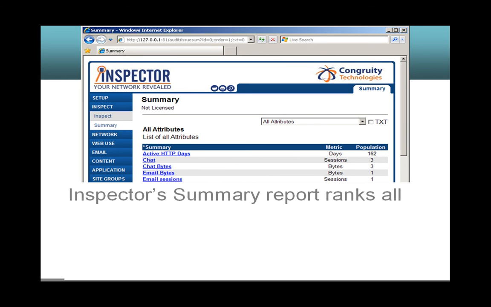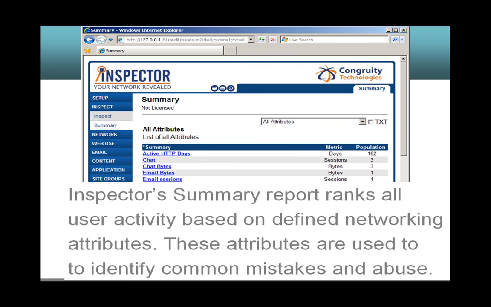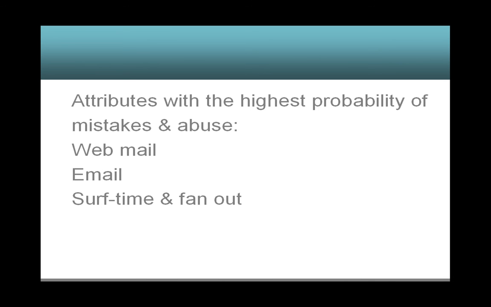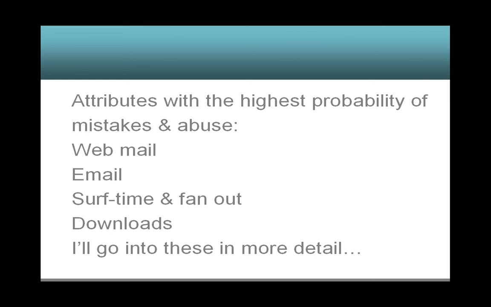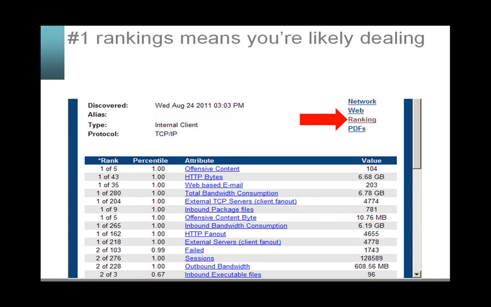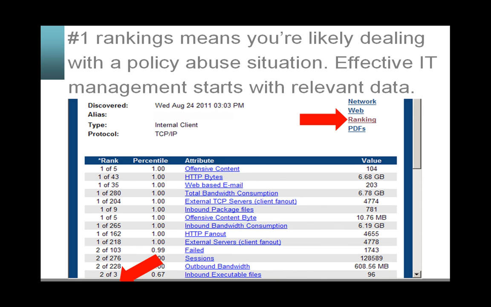Inspector's summary report ranks all user activity based on defined networking attributes. These attributes are used to identify common mistakes and abuse. Attributes with the highest probability of mistakes and abuse are webmail, email, surf time and fan out, downloads. I'll go into these in more detail. Number 1 rankings means you're likely dealing with a policy abuse situation. Effective IT management starts with relevant data.